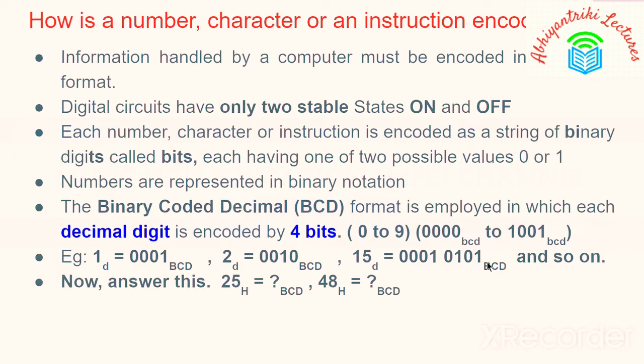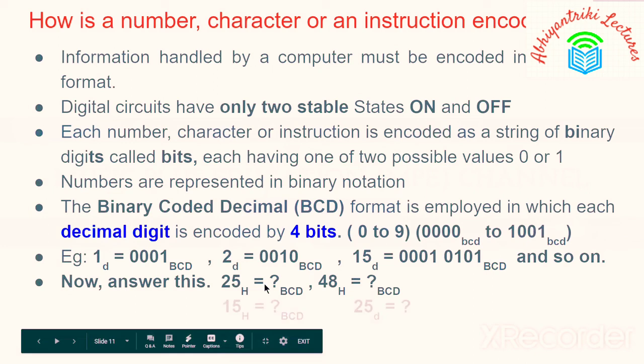Now answer this: 25H, what is the answer? Convert this hexadecimal to BCD. Be careful while converting from hexadecimal to BCD, because you will have to convert hexadecimal to decimal first, and from decimal to BCD. Here also, same thing: hexadecimal to decimal, and decimal to BCD. You already know 15D. So next, 25D, you don't have to convert to decimal because it's already a decimal number. D represents decimal, H represents hexadecimal.